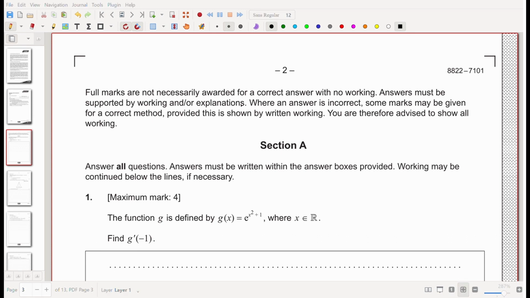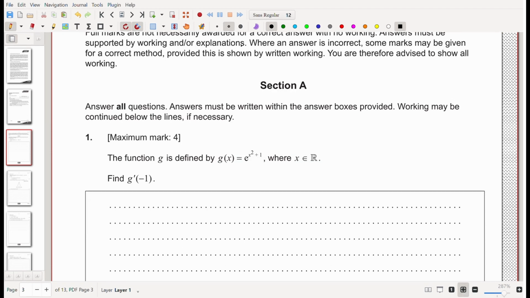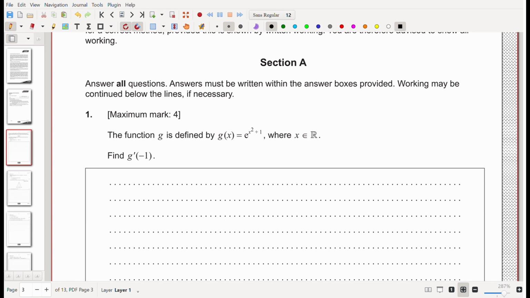Hello there guys, today we're going to be solving IB Math AAHL paper 1, no calculator. Not too bad of a paper, but it does need some critical thinking on some questions, so let's jump right in. Starting with question 1, we are given a function g of x, and we are asked to find g dash of x. So basically, the first derivative of the function.